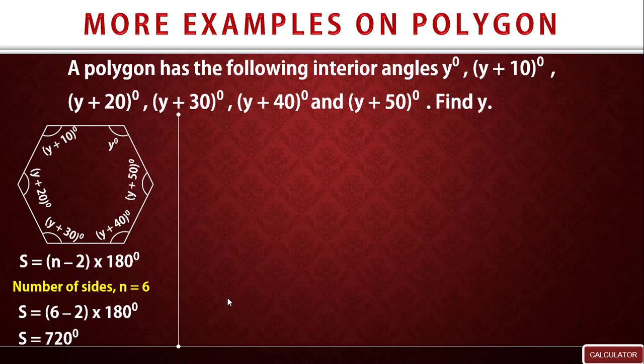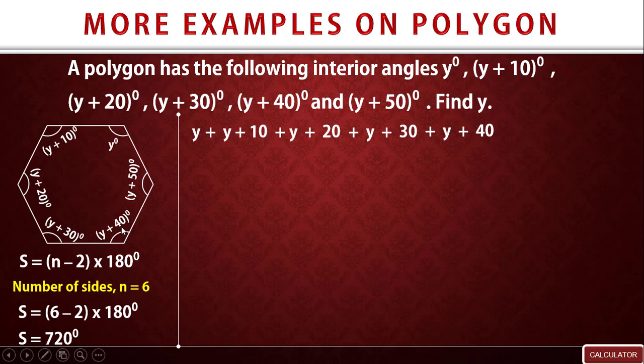So the next thing for us to do now is to add all the angles in this hexagon and then equate it to the sum that we just calculated. We have y degree plus y plus 10, plus y plus 20, plus y plus 30, plus y plus 40, and then plus y plus 50, all equals 720 degree.